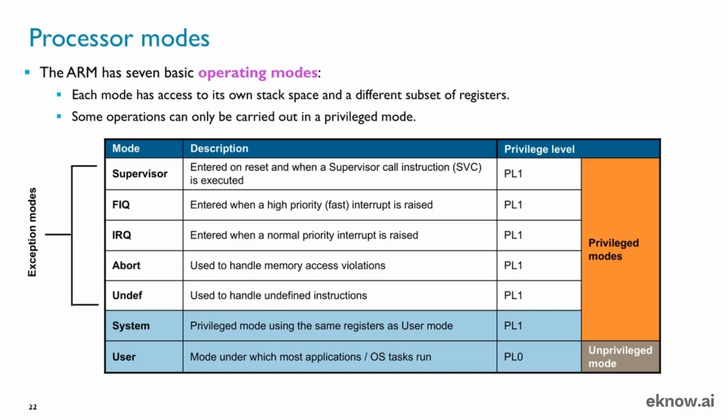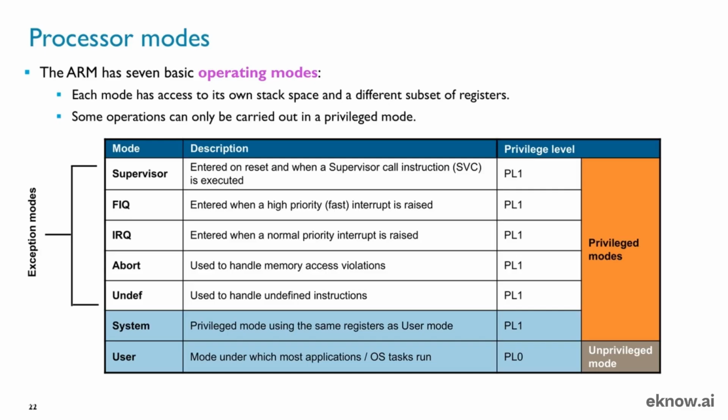Let's look at them. Supervisor mode, SVC. This is the main mode for the operating system after it boots up. It's also the mode entered when an application in user mode needs the OS to perform a privileged task, like reading a file. The application executes a supervisor call instruction, which triggers an exception and puts the processor into supervisor mode to handle the request.